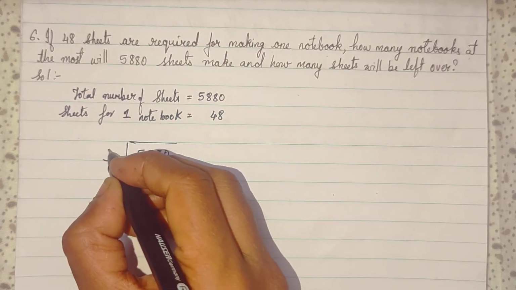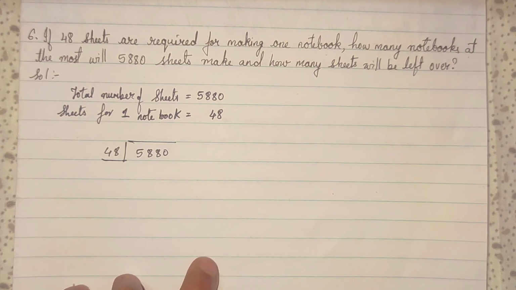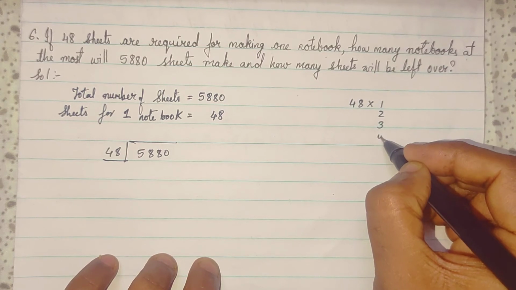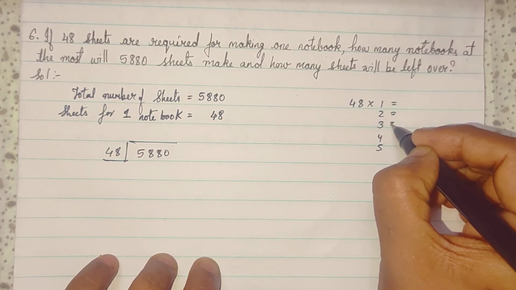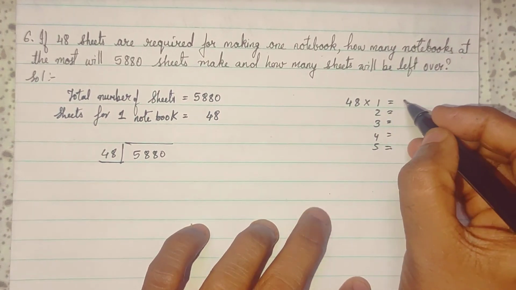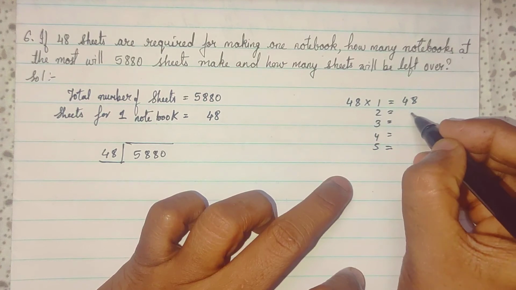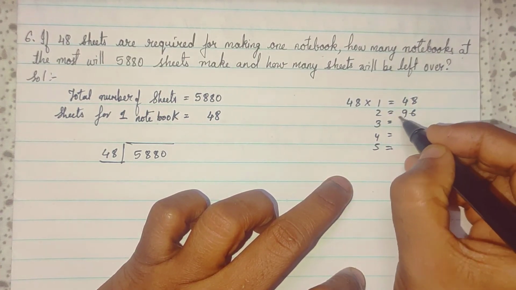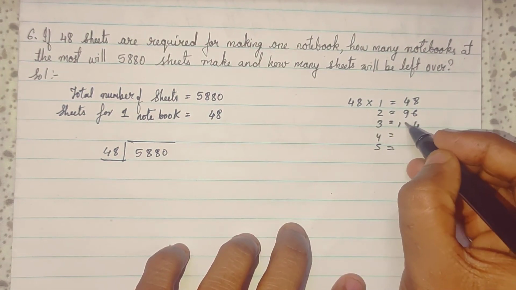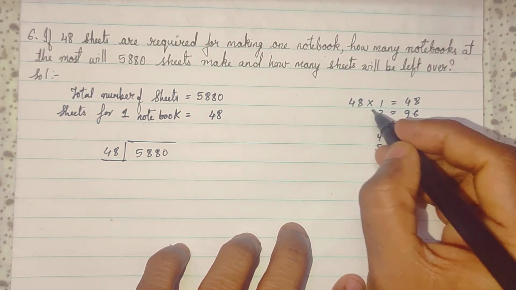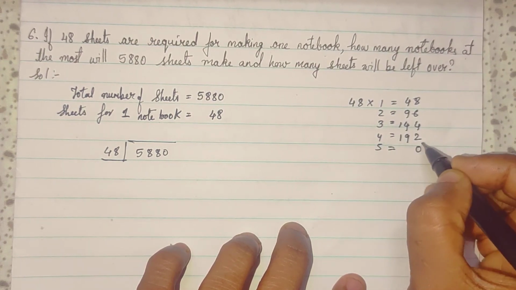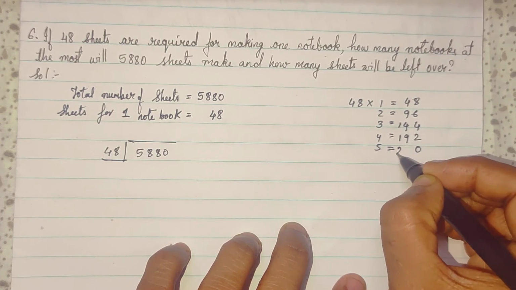5880 by 48. So table of 48, 1s are, 2s are, 3s are, 4s are, 5s are. So 48 1s are 48, 2s are 2 8s are 16, 1 carry, 2 4s are 8 9, 3s are 3 8s are 24, 2 carry, 3 4s are 12, 13 14, 4 8s are 32, 3 carry, 4 4s are 16, 17 18 19, 5 8s are 40, 5 4s are 20 24.